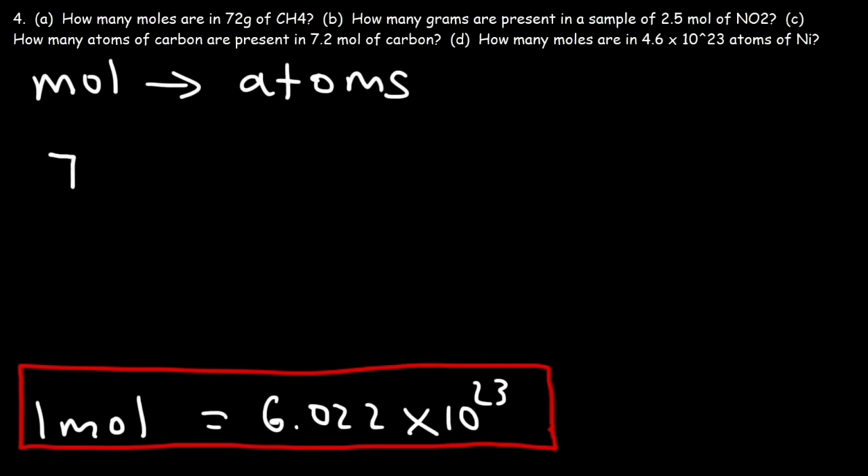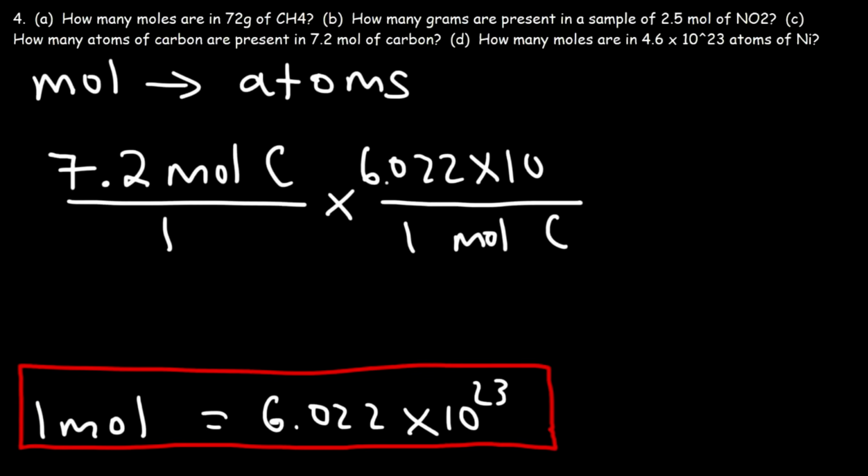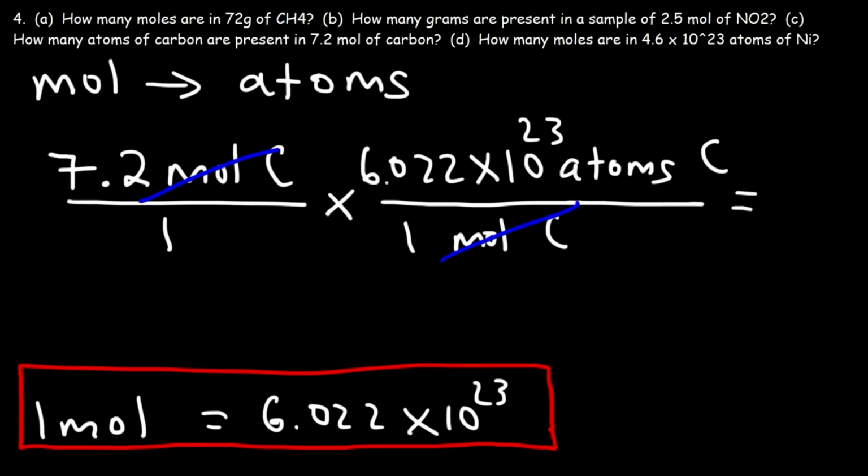So, as always, let's start with what we're given, and that is 7.2 moles of carbon. Now, what should we write in the next fraction? Since we have moles of carbon on the top left, we're going to put that on the bottom right. So 1 mole of carbon is going to equal 6.022 times 10 to the 23 atoms of carbon. And so make sure you set it up in such a way that the units, moles of carbon, cancel.